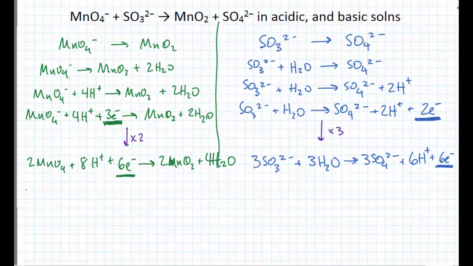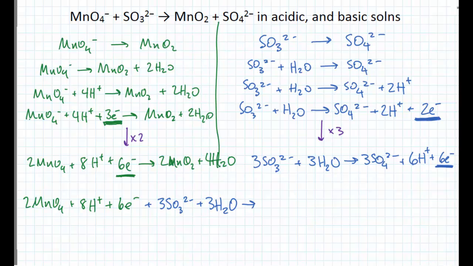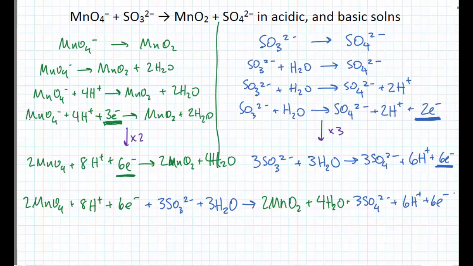I'm just going to combine the whole thing first before we cancel it. As you get to practicing, you can sort of cancel based on what's existing. But I'm just going to quickly write the whole thing. 8H plus 6e minus. I'm going to color code here. 3SO3 2 minus, 3H2O, 2MnO2, 4H2O, 3SO4 2 minus, 6H plus, 6 electrons.